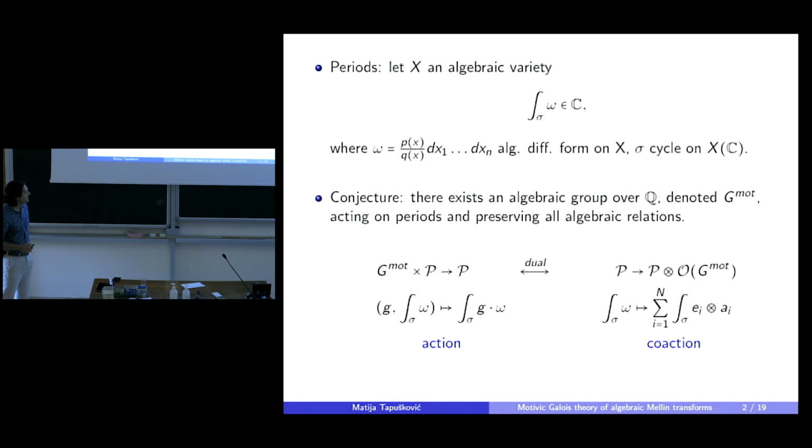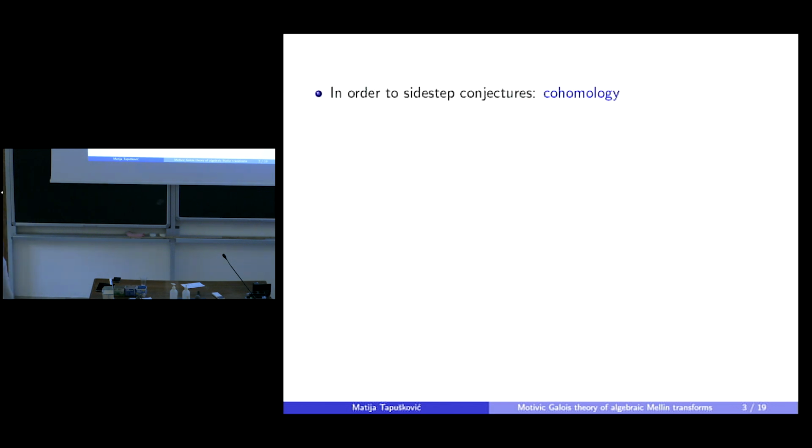So an integral of omega over sigma is sent to a finite sum of tensor products, where on the left we again have integrals of the same type, tensored with a_i, where a_i is a function on G^mot. Now, this is all based on some very deep conjectures in algebraic geometry. So in order to sidestep them, we're going to use cohomology.